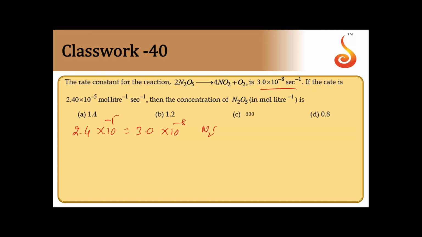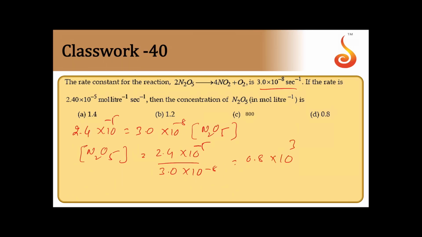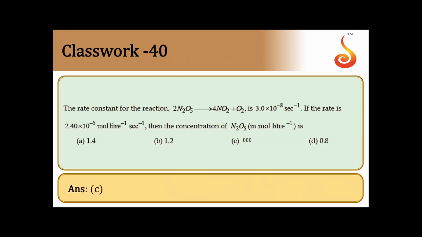So concentration of N2O5 is equal to 2.4 × 10 to the power of minus 5 by 3.0 × 10 to the power of minus 8, which is equal to 0.8 × 10 to the power of 3, that is 800. So answer is option C. So C is the answer.